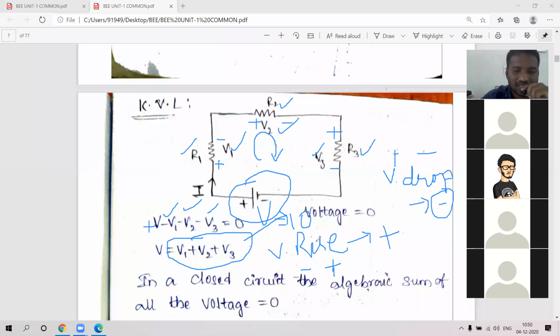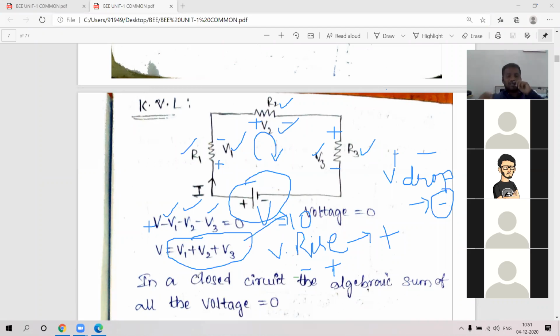When you are considering voltage rise as positive, it means the current is coming from negative to positive, and the drops are positive to negative. So if you separate these equations, all negatives are moved to the right side. That is V1 plus V2 plus V3. And here on the left side, it is V.